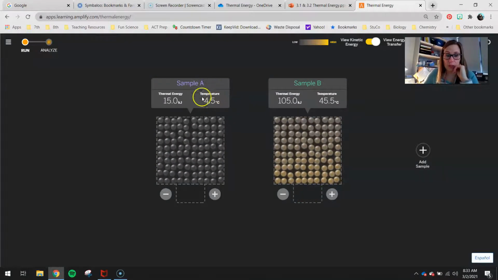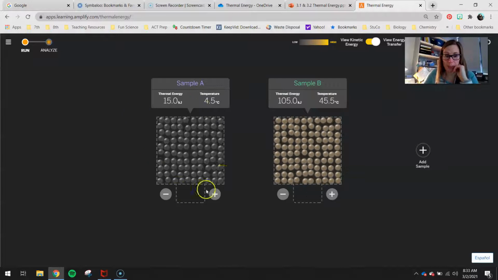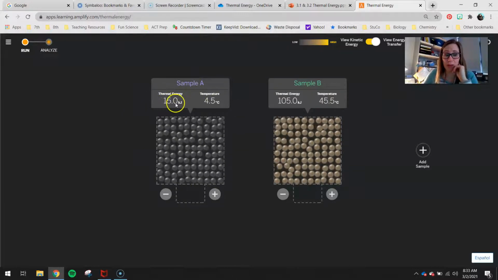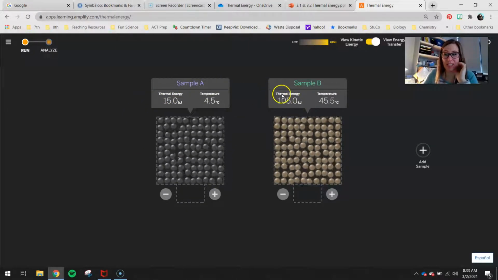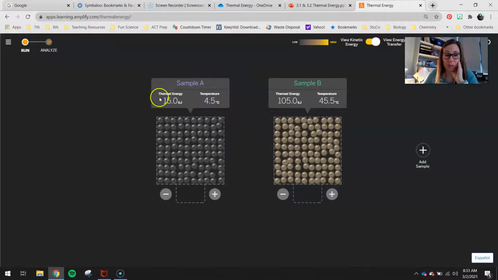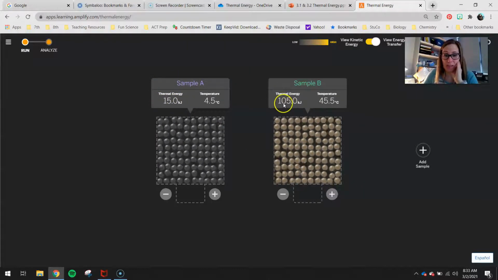So you again want your cooler sample. See, this one's cooler than this one. So we want our cooler sample to have a higher thermal energy. In this case, it's really low. So you guys have to, again, go figure out what you need to do to make this number larger than this number, but to have this be colder than this, okay?